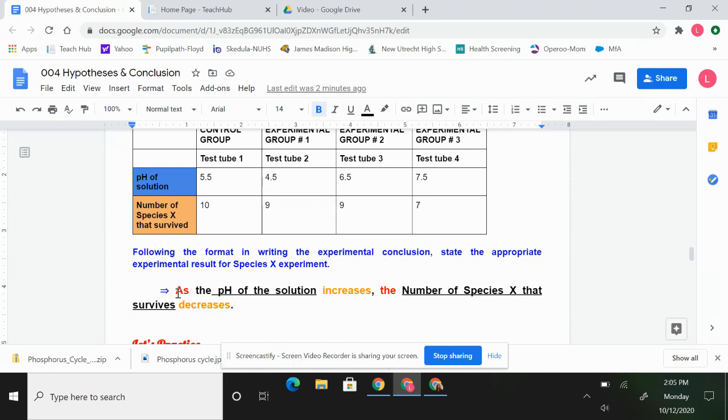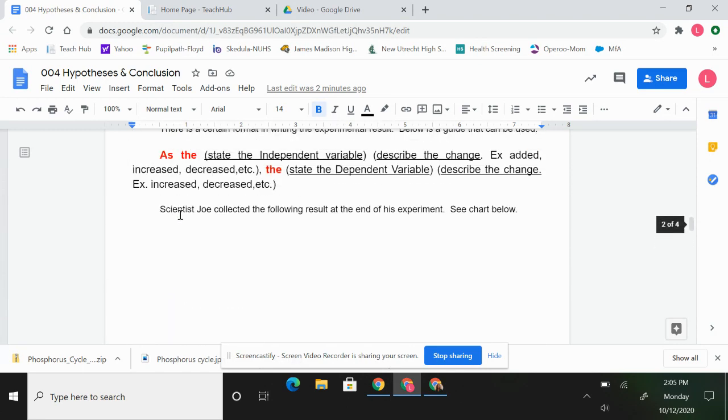So let's now state the conclusion. The conclusion will follow the format. So we're going to have: as the pH of the solution increases, the number of species X that survives decreases. That is going to be the conclusion for this experiment, following the format that you've learned.